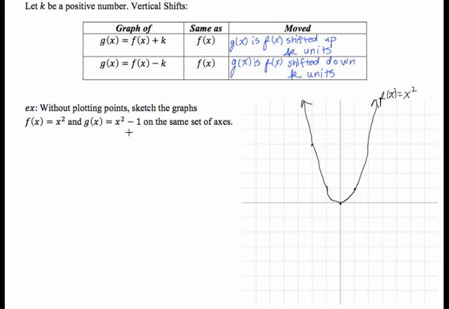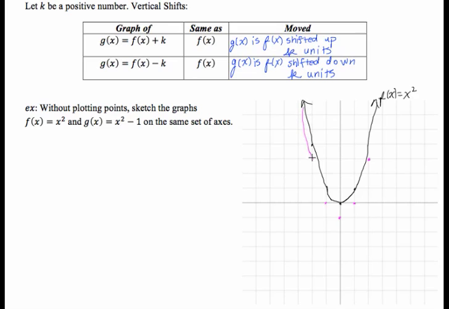Now if we want to graph g of x equals x squared minus 1, we take all these y values and shift them straight down 1. So what I do is take a few y values, shift them down 1, and plot those. So that's shifted down 1, that's shifted down 1, down 1. The other point we had was 2, 4. So if we shift it down 1, it'll go through 2, 3. And then we can fill in the graph from there.